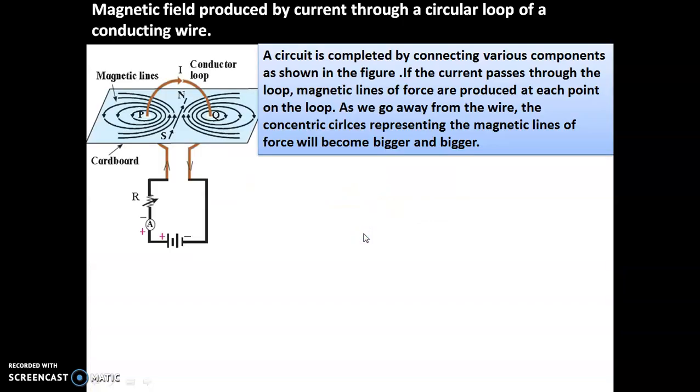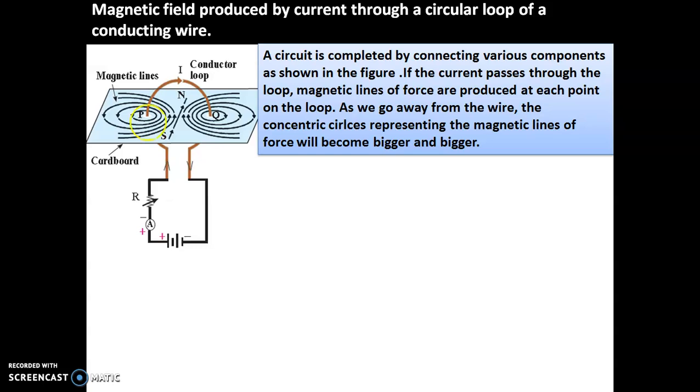Okay. Now let's study the magnetic field produced by current through a circular loop of conducting wire. In the previous experiment we saw one conducting wire. Now please look at the diagram. Here we have taken a loop, that means a round of wire. The wires are arranged in a loop.